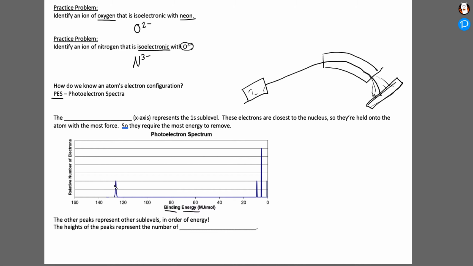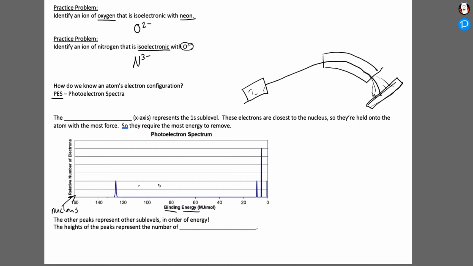And so if I look at these numbers here, notice that the higher numbers are actually closer to this axis. And we can think about this point on this graph as being like the nucleus. And so really these peaks that are closer to this axis are the ones that are closest to the nucleus.